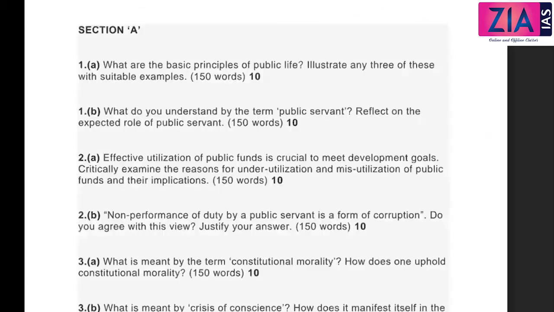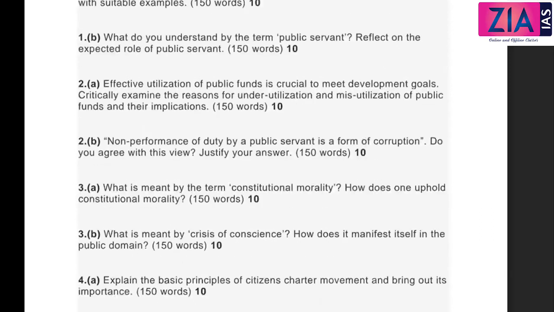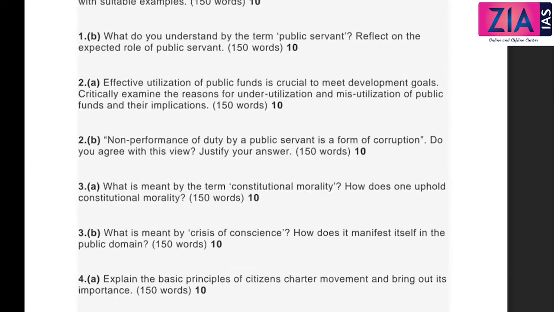Okay, what about the third one? Effective utilization of public funds is crucial to meet the development goals. So this is again very subjective. So you have to effectively utilize the public funds. In fact, I've told you one of the roles of the public servant. So you can write in that way also. For that, public servants are there, bureaucracy is there, administrative officers are there. They have to take care of that. Okay, let's see the question.